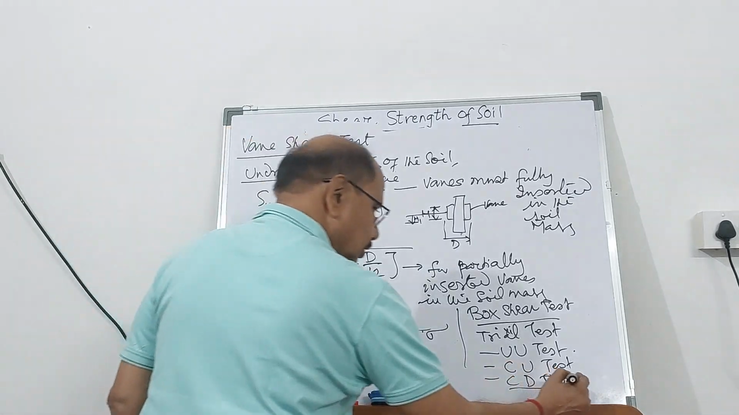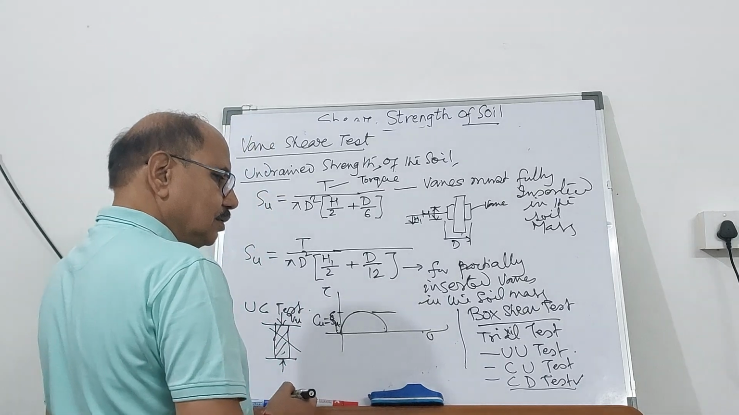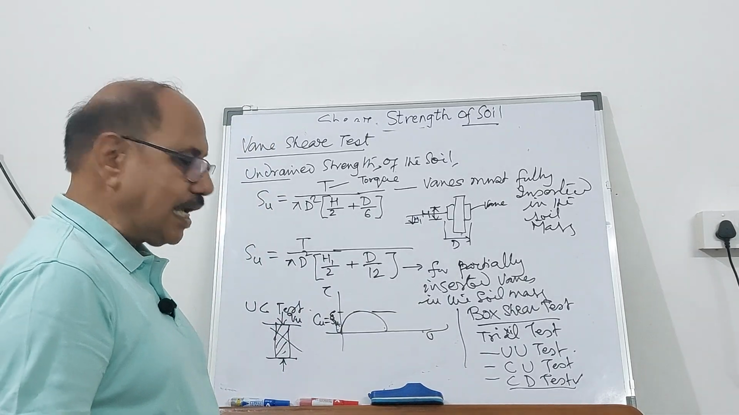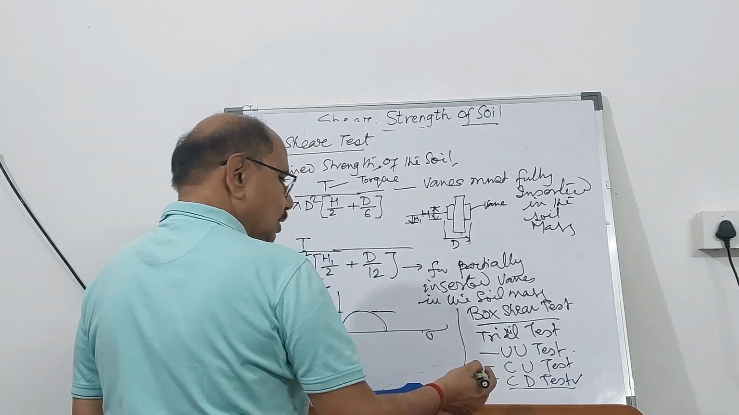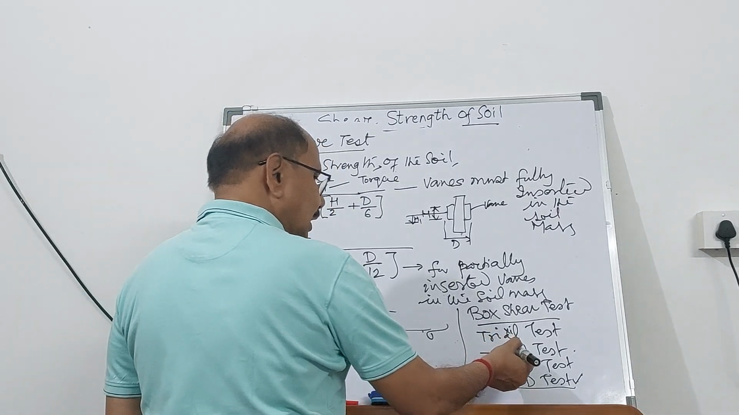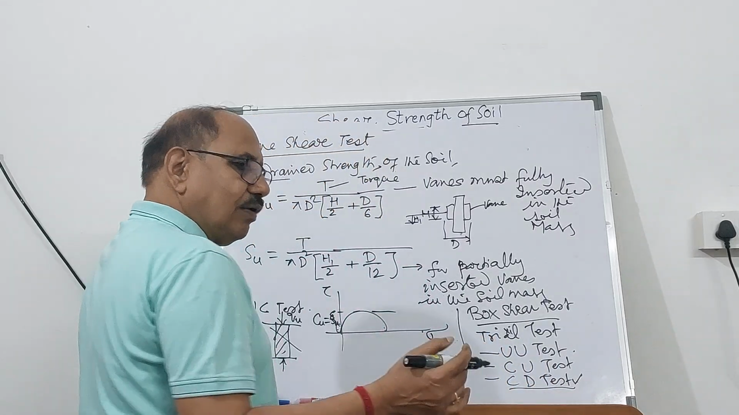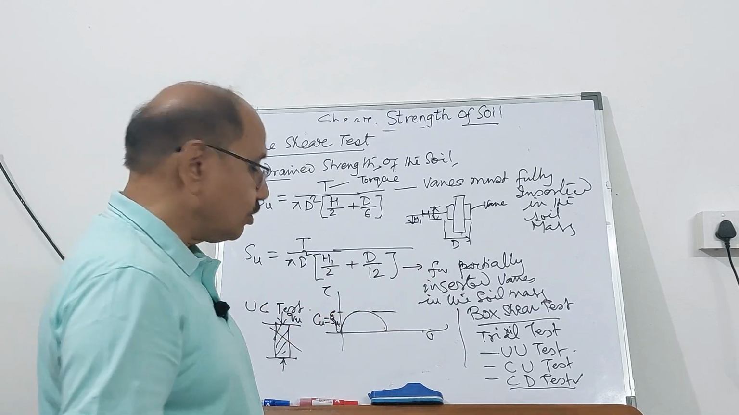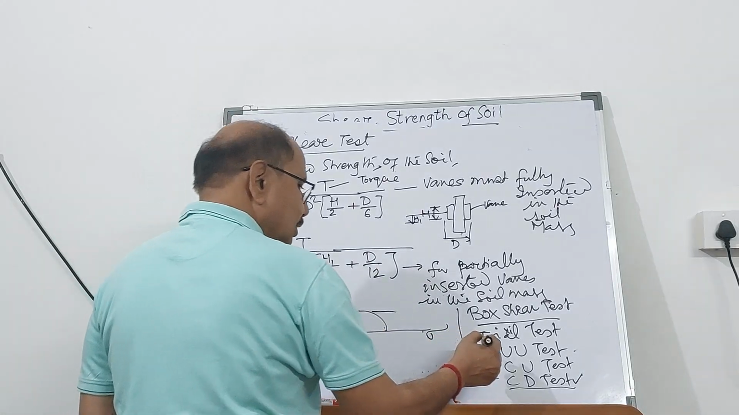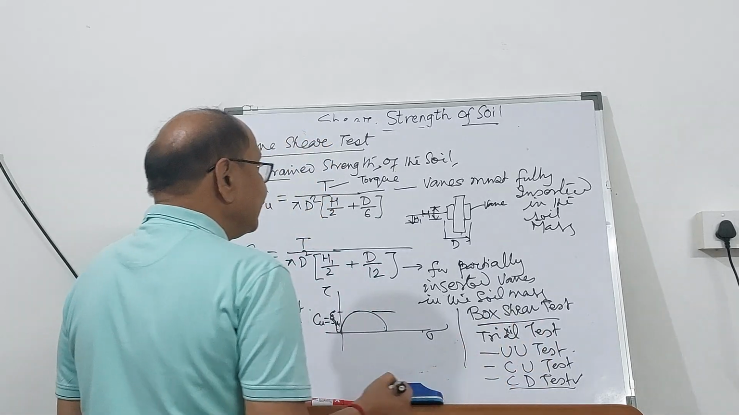You should carry out the CD test. So for saturated sand, consolidated drained test. If it is clay, for short-term stability, when the pore water pressure is not dissipating even after application of the load or the pressure, then you should go for unconsolidated undrained test.